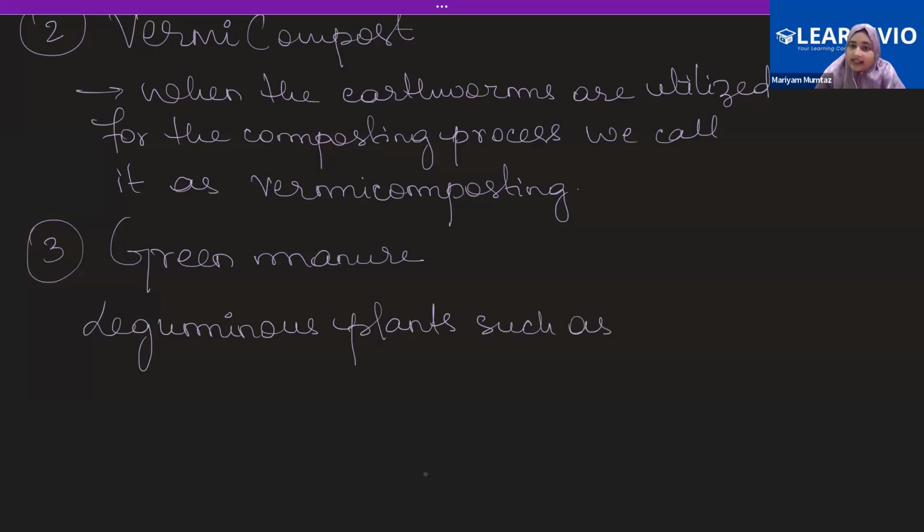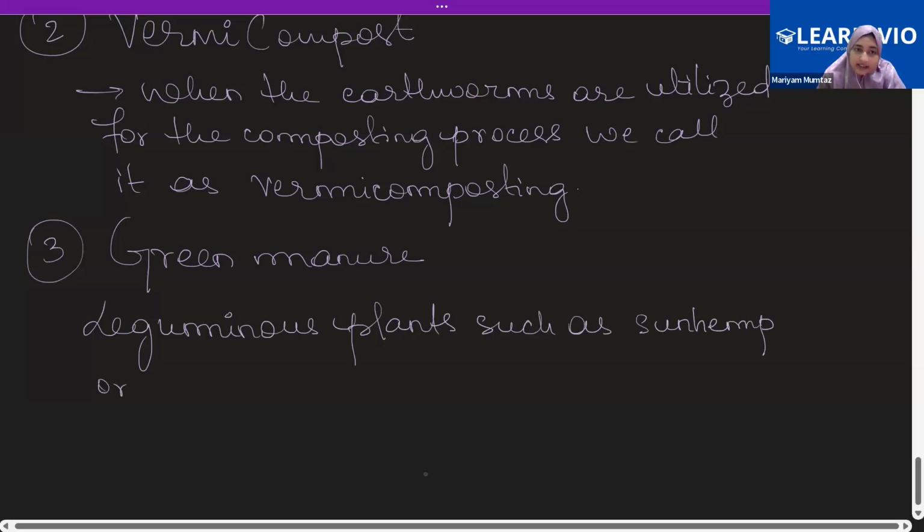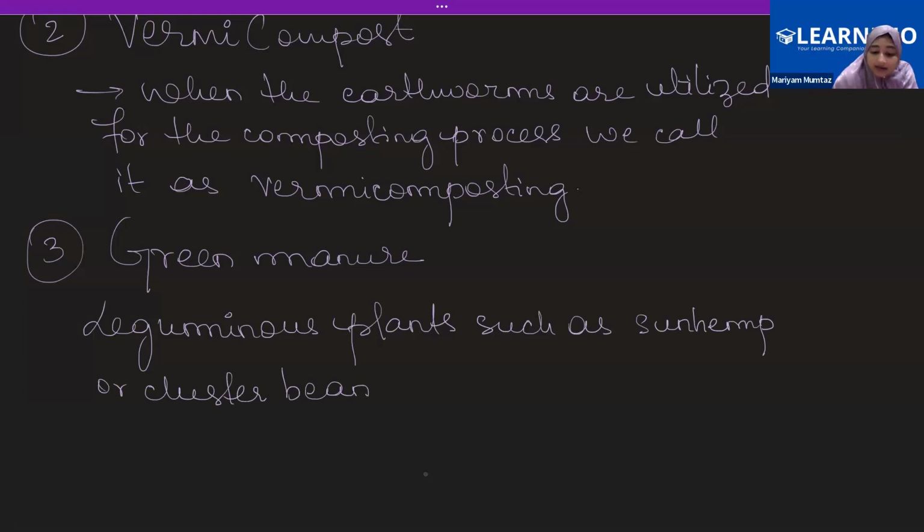Legume plants such as, what are the examples? Sun hemp, this is one plant. Then cluster beans. These are leguminous plants that are basically grown. When you grow these plants, they are mulched, meaning they are ground and made into a powder-like consistency, and put back into the soil. What they do is enrich the nitrogen and the phosphorus quantity of the soil.